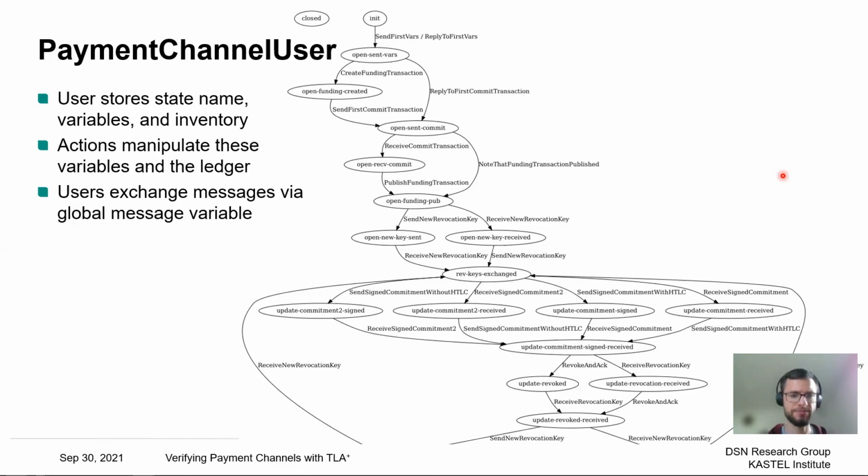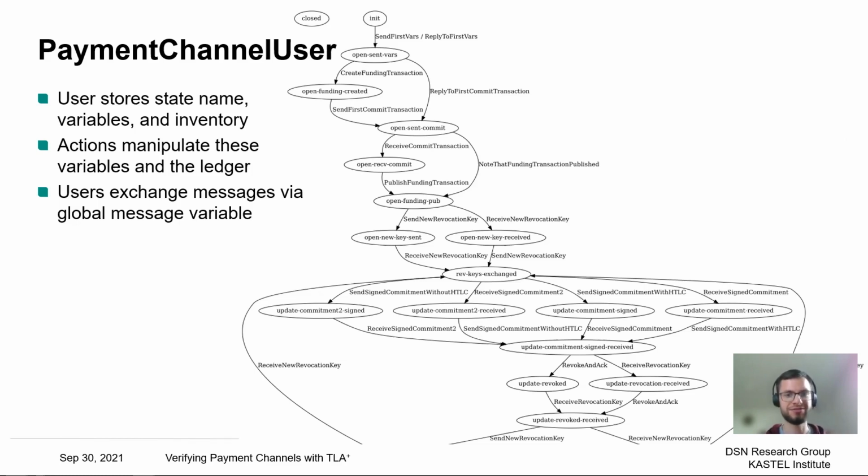And those two users, Alice and Bob, can exchange messages using a global message variable. So it is not possible for Alice and Bob to write directly to the others' variables, but they can only talk to each other using this message variable.